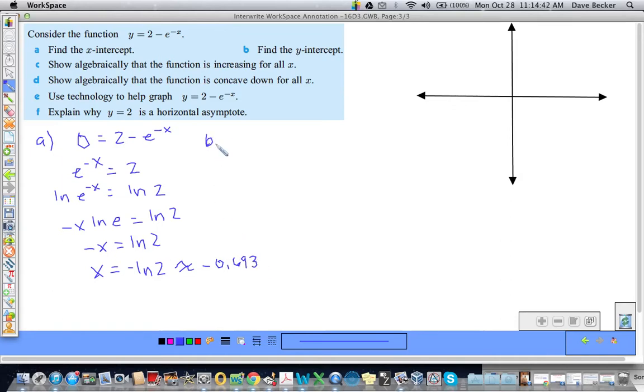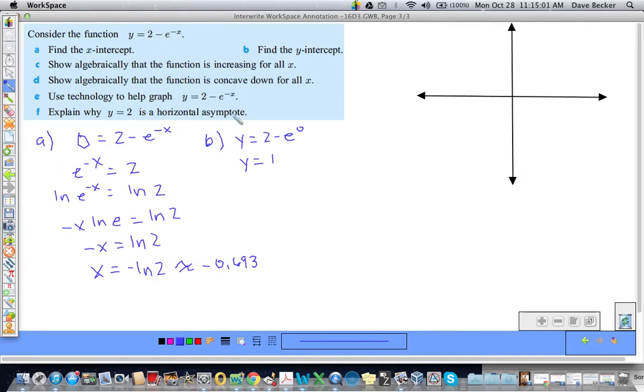B, find the y-intercept. That's a lot easier because I just let x equal 0. So y would equal 2 minus e to the 0, which is 1. So y would equal 1. So the y-intercept is at 1. Okay, and show algebraically that the function is increasing for all x.